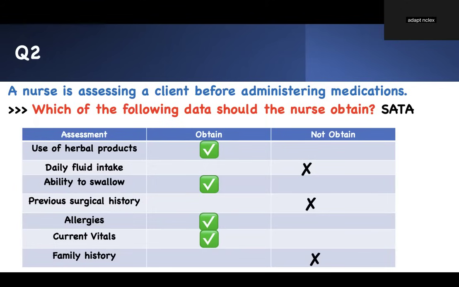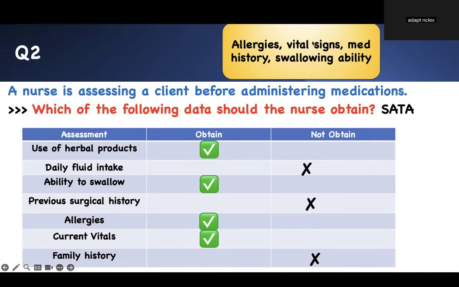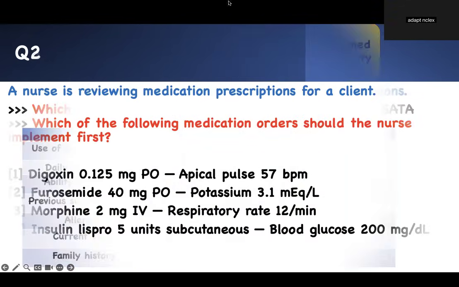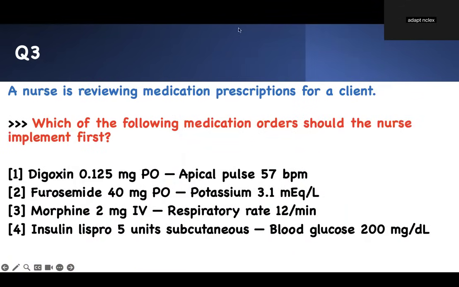Therefore, this is the way you should approach it. It's a straightforward question. It looks intimidating, but I know you got it because you watch Adapting class. Therefore, allergies, vitals, medication history, and swallowing ability are the key things you need to know before you can administer the medication to a patient.